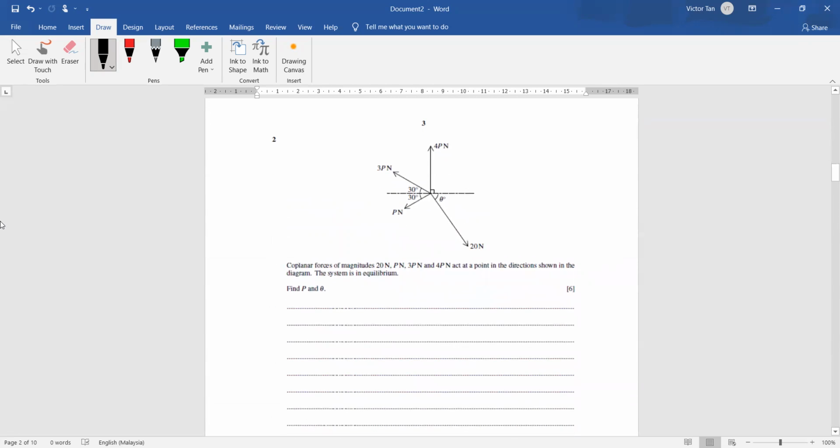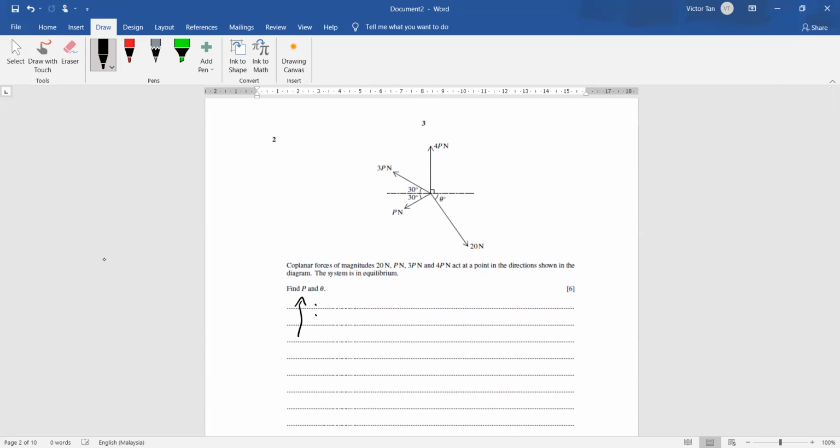Coplanar forces of magnitude 20 Newton, P Newton, 3P Newton act at a point in the direction shown in the diagram. The system is in equilibrium. Find P and theta. The diagram is given, so it's quite easy.